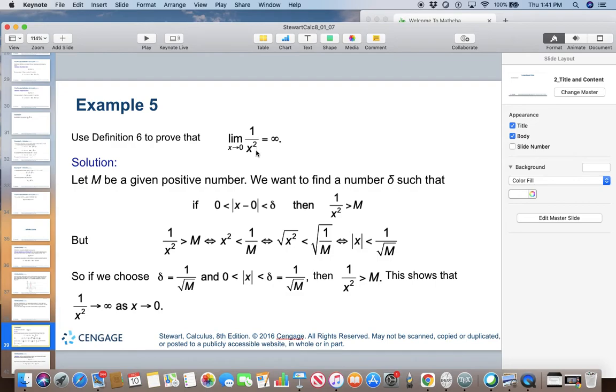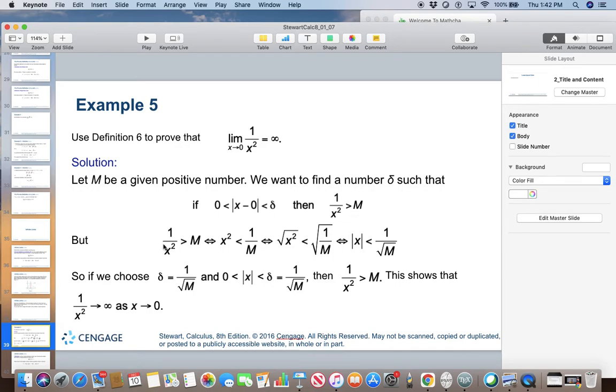Use this definition to prove the limit as x approaches 0 of 1 over x squared is infinity. Let M be any given positive number. We want to find a delta such that if x is within delta distance of 0, x not equal to 0, then my function value is greater than the number you gave me. All right. So let's understand this. This will help us to find a delta.